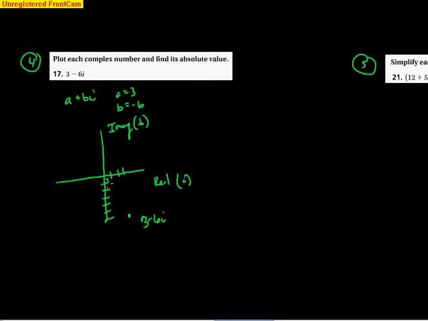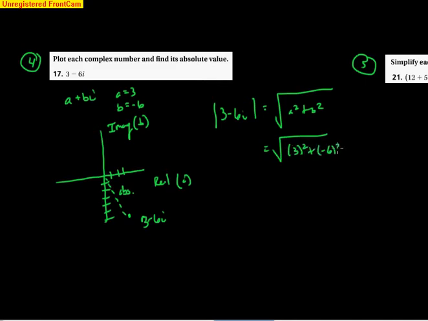And now we're looking for the absolute value. The distance from 0 to that point, this is the absolute value. I'll do ABS. Absolute value. And to find the absolute value of 3 minus 6i, remember, use these bars, we're going to take the square root of a squared plus b squared. So that's the square root of 3 squared plus negative 6 squared. And this should come out to be a positive number, 9 and 36. Positive 36, that's the square root of 45.